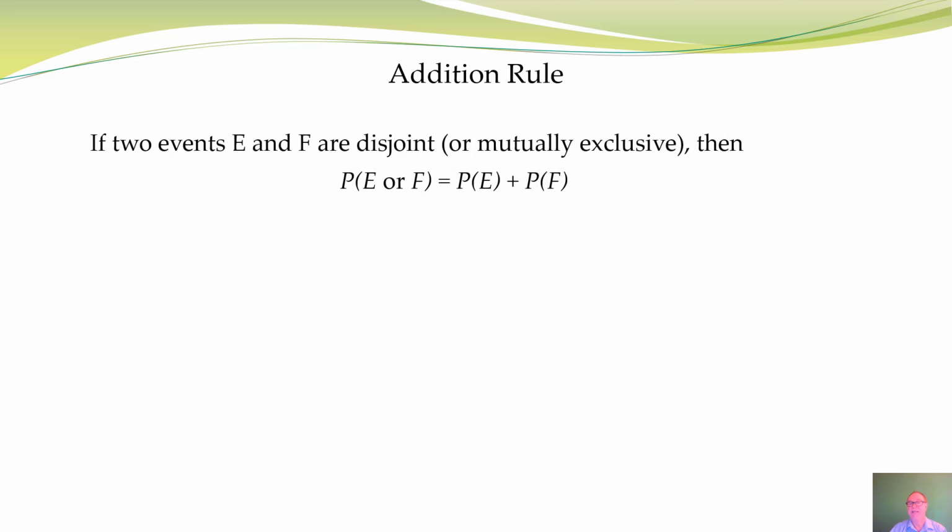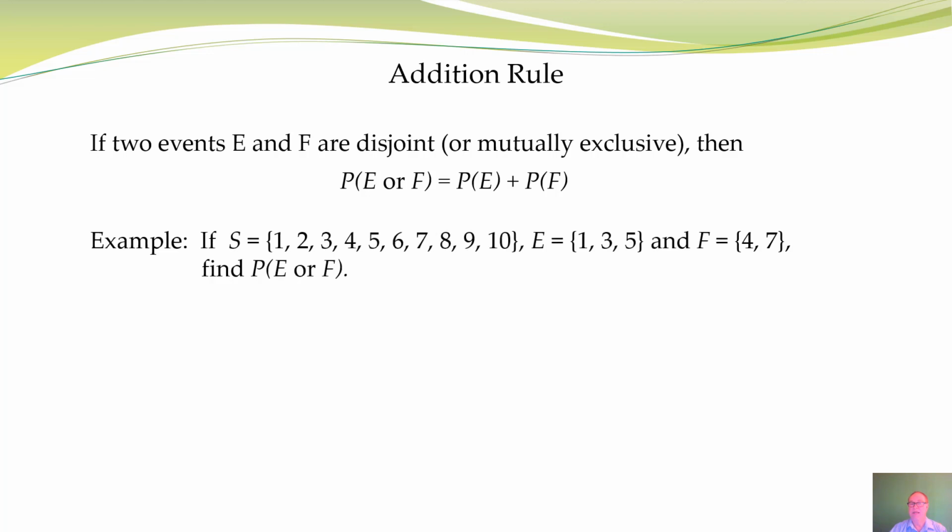Now, if two events E and F are disjoint or mutually exclusive, then the probability of E or F equals the probability of E plus the probability of F. An example. If the sample space is a set of 1 through 10, the event E is a set of 1 through 5, and event F is the set of 4, 7. Find the probability of E or F.